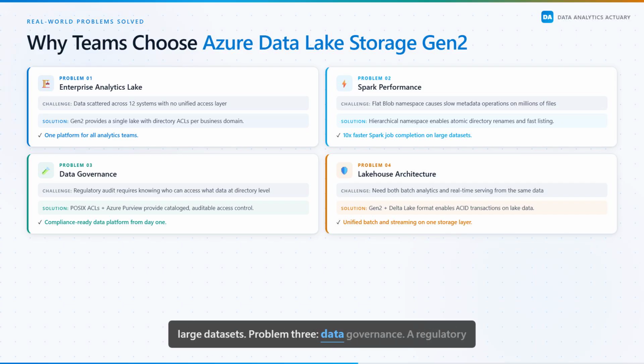Problem 3. Data governance. A regulatory audit requires knowing who can access what data at directory level. POSIX ACLs combined with Azure Purview provide cataloged, auditable access control. You get a compliance-ready data platform from day one. Problem 4. Lakehouse architecture. You need both batch analytics and real-time serving from the same data. Gen 2 combined with Delta Lake format enables ACID transactions on lake data. Unified batch and streaming on one storage layer.